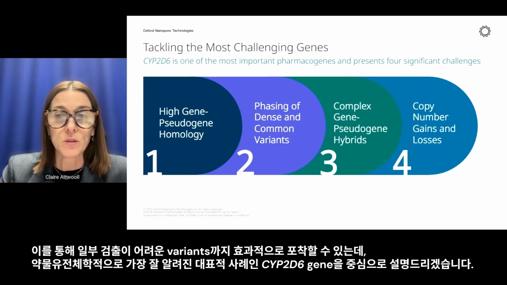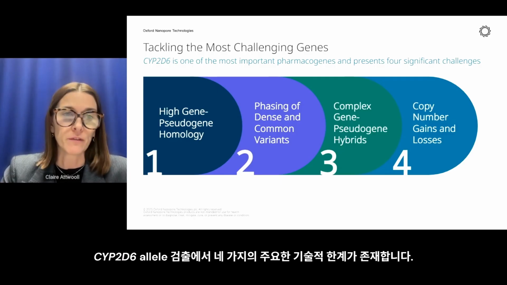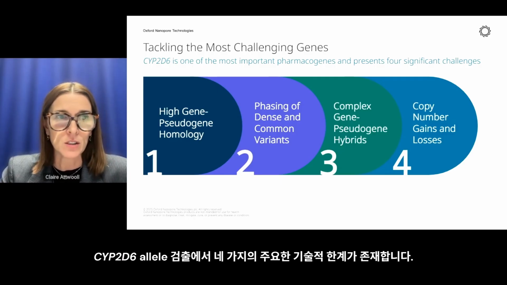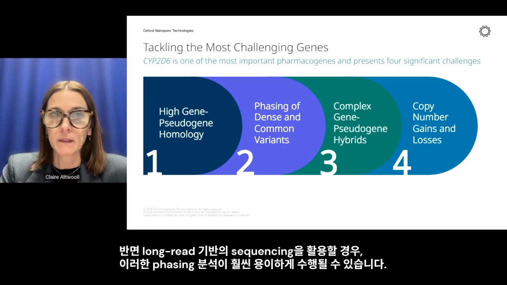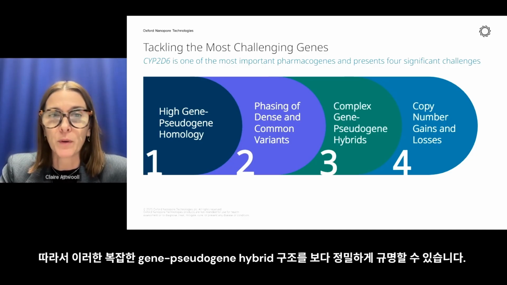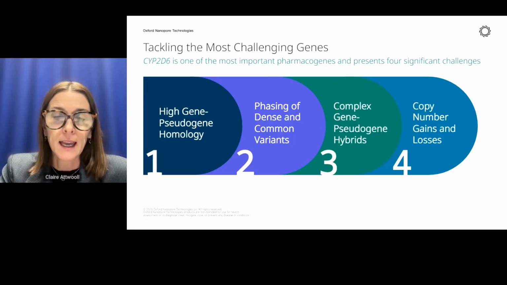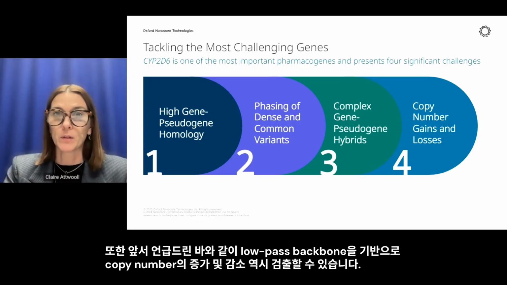This slide just talks about CYP2D6, which is certainly the best known, which has 4 different challenges in detecting CYP2D6 alleles. So firstly, there is high pseudogene homology. It is really hard to phase variants with short reads, whereas longer reads make that much easier to do. We are also better able to resolve these complex gene-pseudogene hybrids, and we detect copy number gains and losses from that low-pass backbone that we talked about.